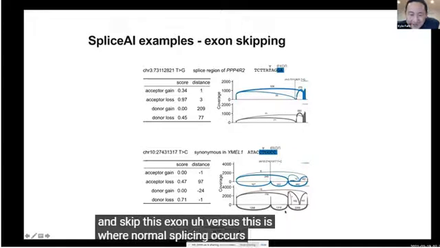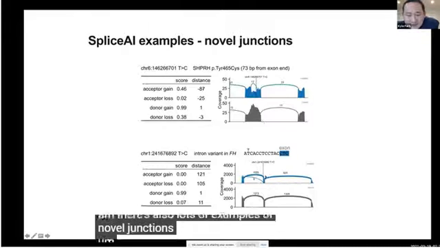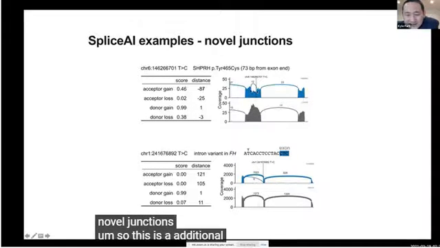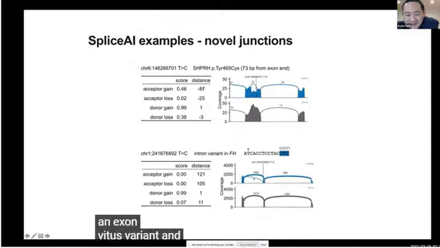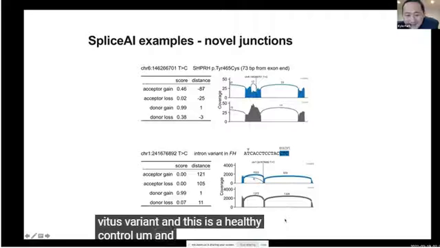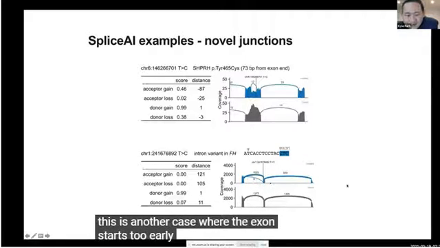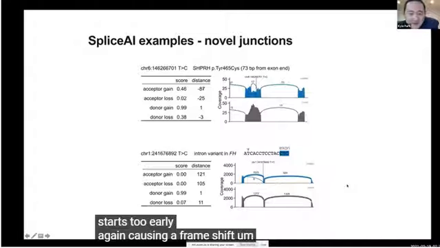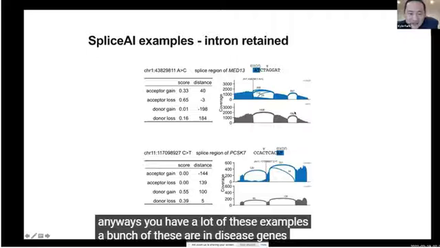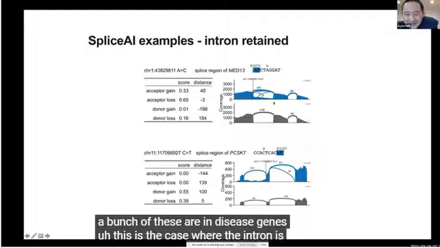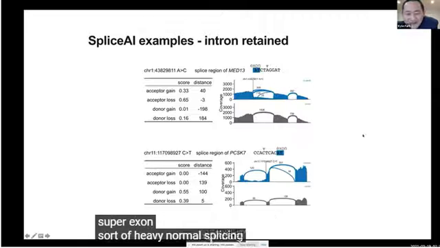Versus this is where normal splicing occurs. There's also lots of examples of novel junctions. So this is an additional intron that's created in the middle of an exon by this variant, and this is a healthy control. And this is another case where the exon starts too early, again causing a frameshift. Anyways, you have a lot of these examples. A bunch of these are in disease genes. This is a case where the intron is fully retained, so it just creates a super exon instead of having normal splicing.